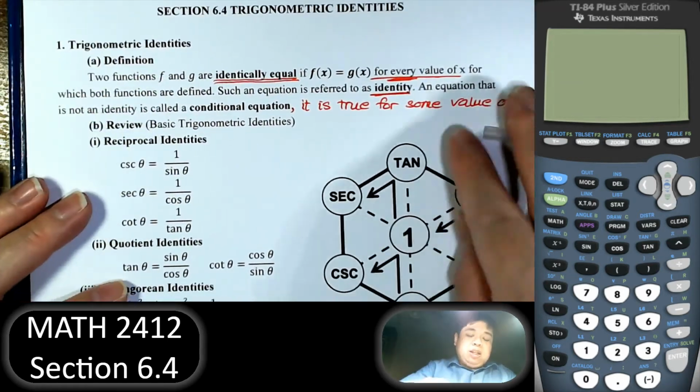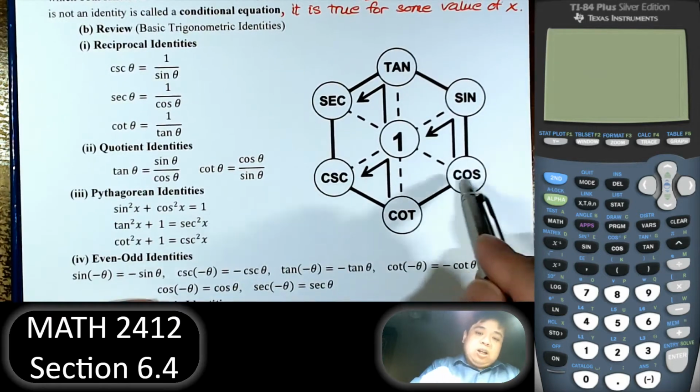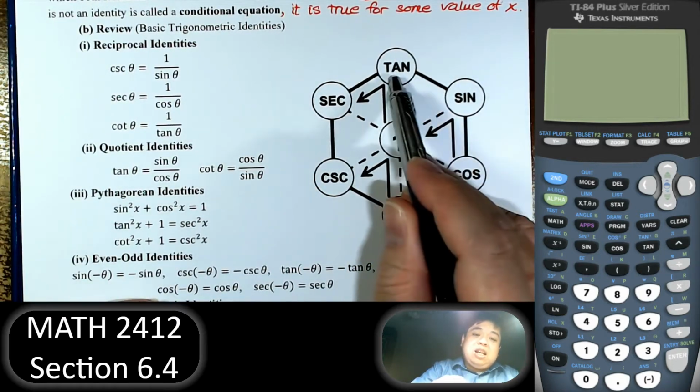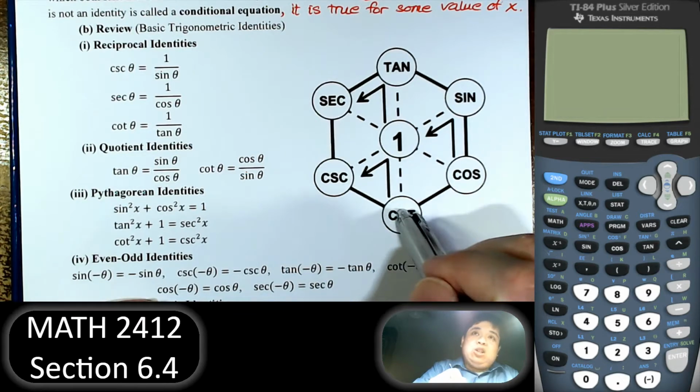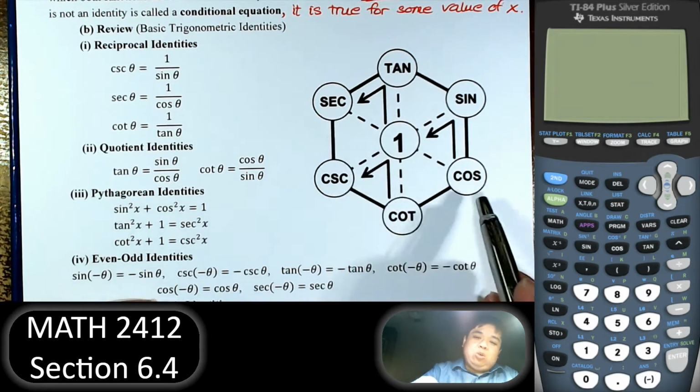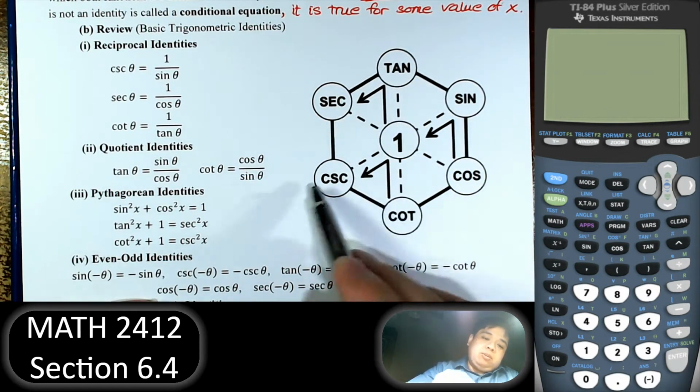Next we have the Pythagorean identities. Cosine squared plus sine squared is 1, 1 plus tangent squared is secant squared, and cotangent squared plus 1 is cosecant squared. So we go in that direction.